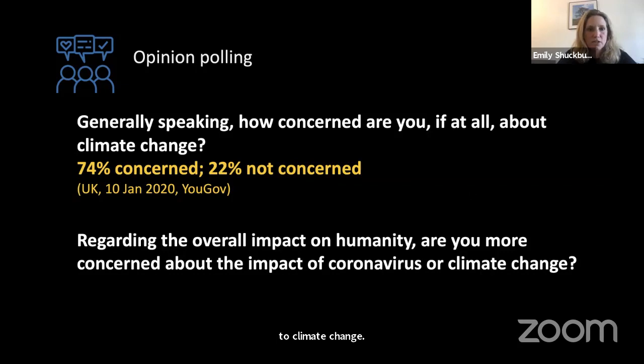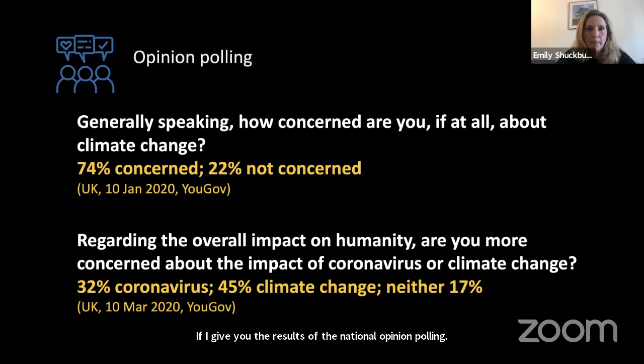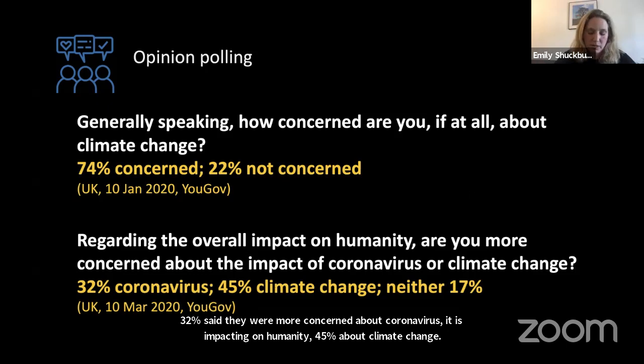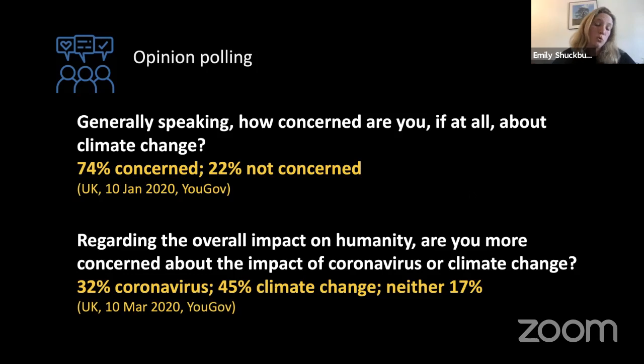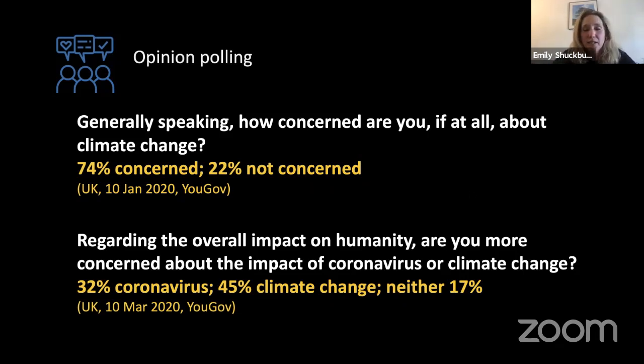So if I give you the results of the national opinion polling, 32% said they were more concerned about coronavirus and its impact on humanity, 45% about climate change. And there were differences between different groups of people. In general, perhaps as you might expect, younger people were typically more concerned about climate change, and older people typically more concerned about coronavirus. So let's see what you all said. Can we get that? There we go. 78% concerned about climate change, 18% more concerned about coronavirus. And what I'm going to come on to in some of the later bits of this presentation is to talk about how, as we're responding to coronavirus, we can also look at how we respond to climate change.